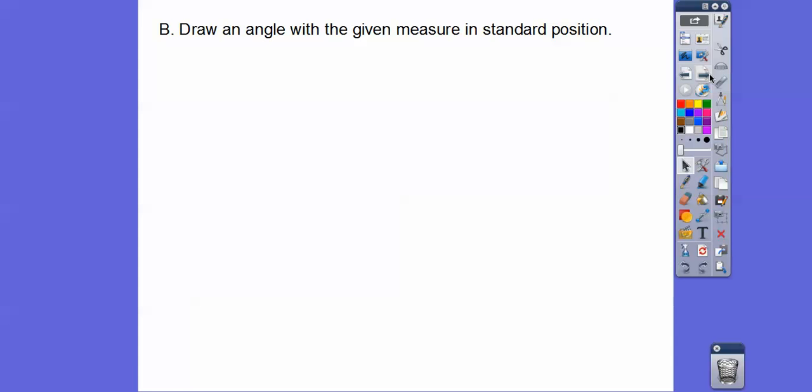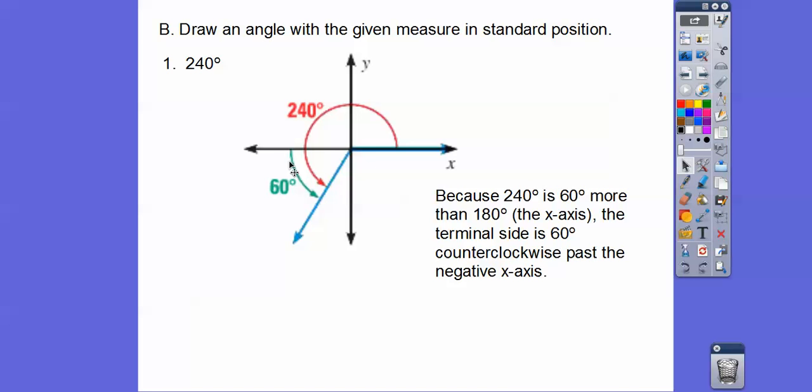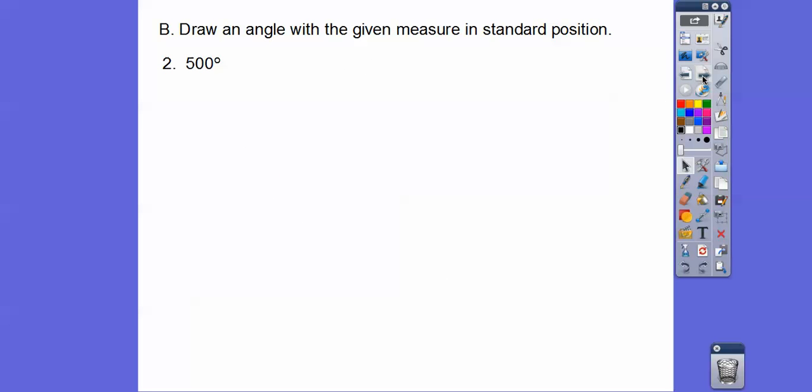Draw an angle with the given measure in standard position. This just means the vertex is at the origin and we start on the positive x-axis. So 240 degrees. Here's 180 over here. Remember, it's 360 all the way around, so halfway around is half of that, 180. And 240 is 60 degrees more than 180, so it would be down there. In pre-calculus, we want to know how many degrees off the x-axis this angle is, so you'll talk about this angle mostly. So there's our 240 degrees, and just note that it's 60 degrees off the x-axis.